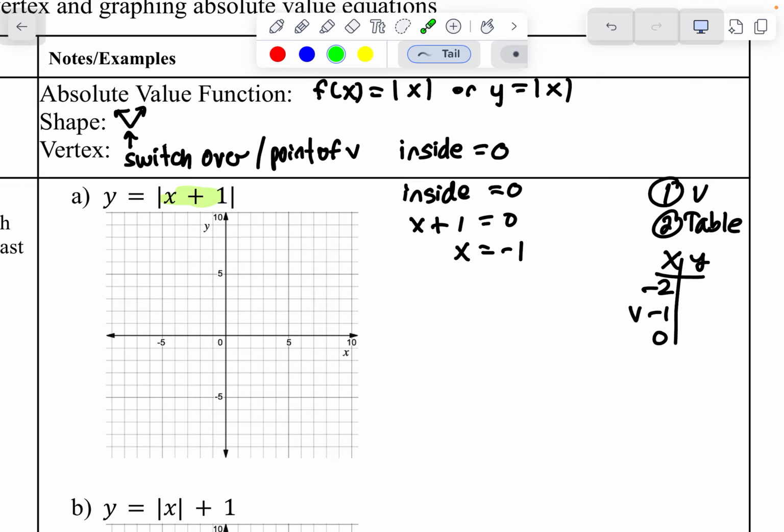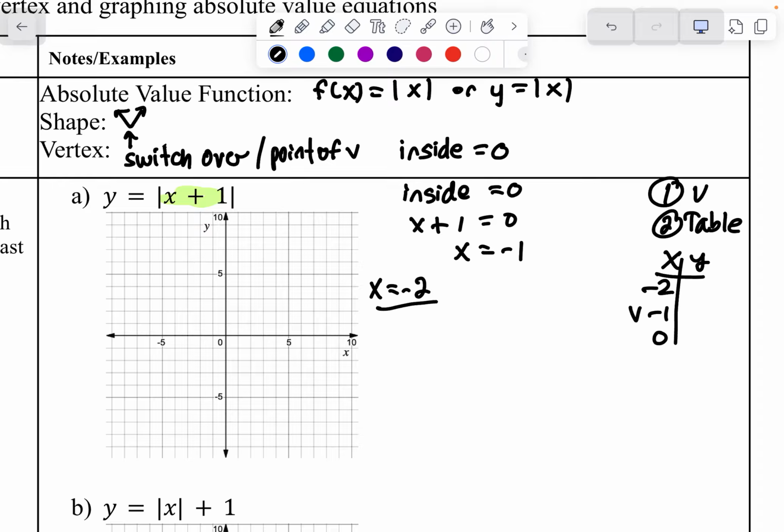I usually count by ones, unless there's a fraction there. If our fraction has a denominator of 2, I might count 2 away. If it has a third in it, I might count by 3 away. But mostly one away is going to work for us. And then the third thing is we're going to graph it. But first, let's plug in our values. So let's start with negative 2.